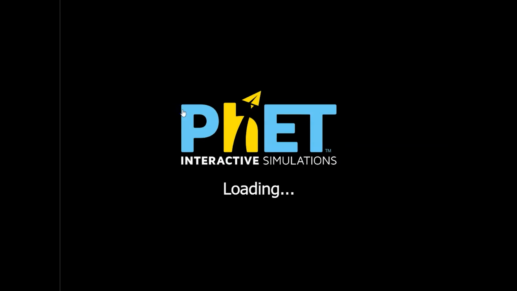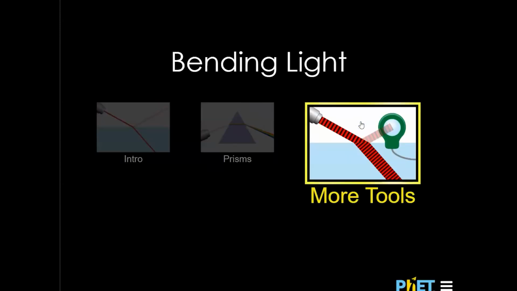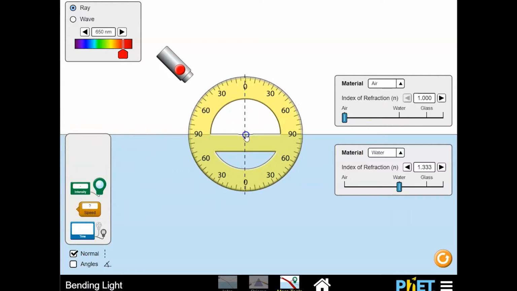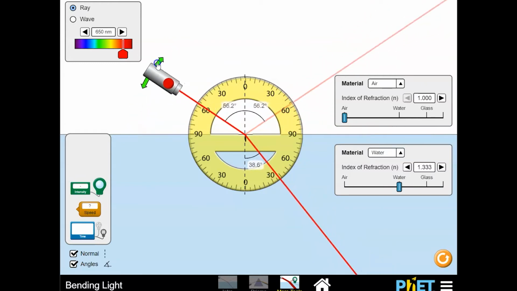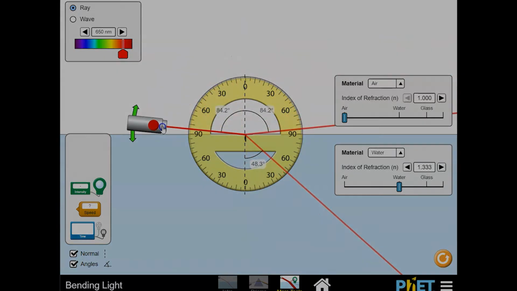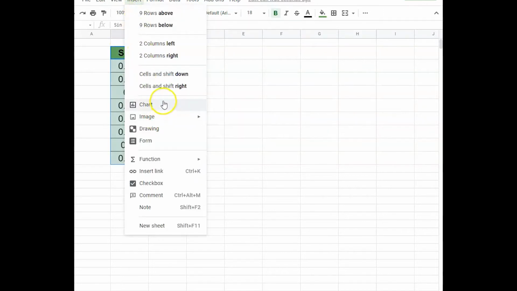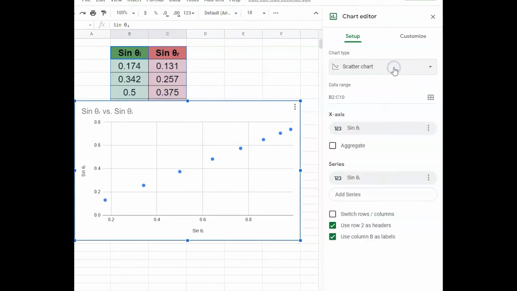If you use the same simulation, you can examine the relationship between the sine of the angle of incidence, or angle 1, and the angle of refraction, or angle 2, because it's the material you're going into. As light changes mediums, it refracts. The ratio between the indices of refraction of the two mediums determines this change in speed, direction, and wavelength. If you plot these two sets of values, the sine of angle 1 versus the sine of angle 2 against each other, a direct relationship forms, a nice straight line.